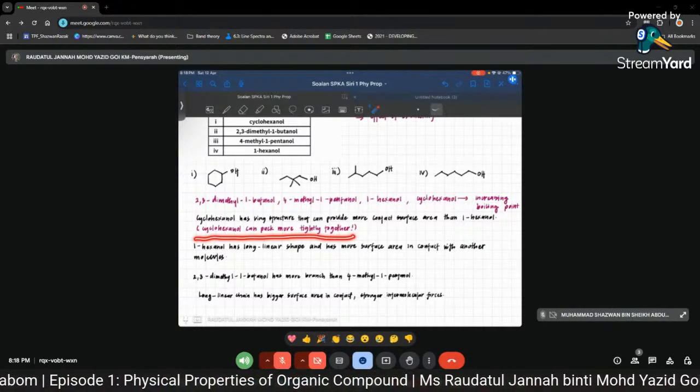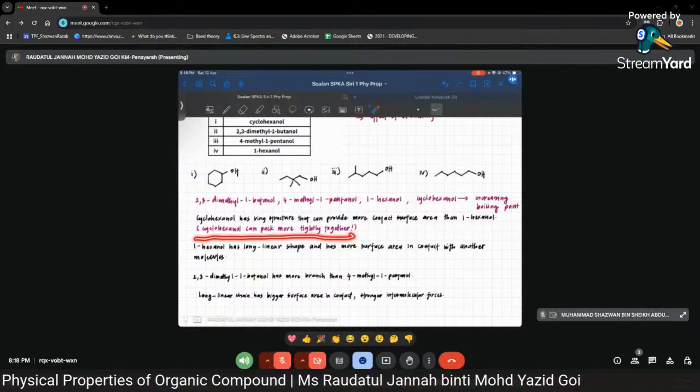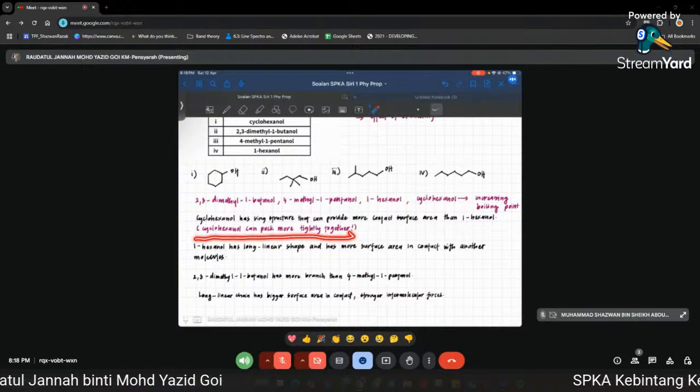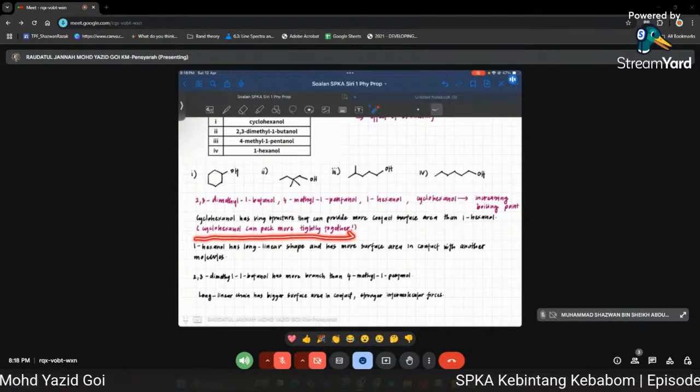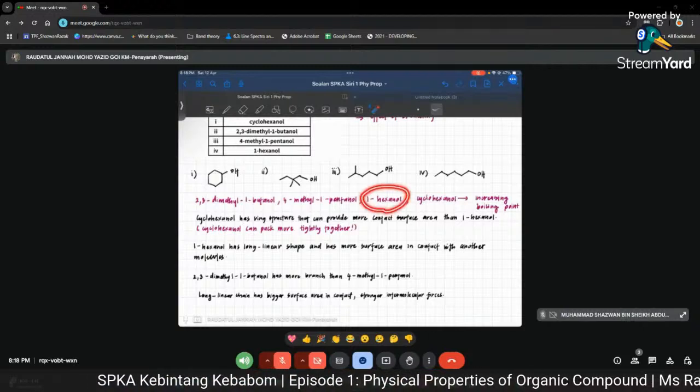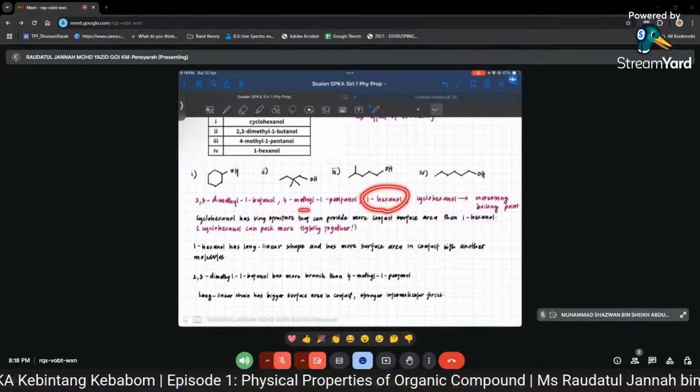You actually boleh arrange ataupun compound tu can arrange themselves in a more compact positions. So lagi compact means lagi kuat intermolecular forces yang you ada sebab molecule you rapat dengan each other. Okay, and then followed by that, kita akan explain kenapa 1-hexanol has a higher boiling point than these two.